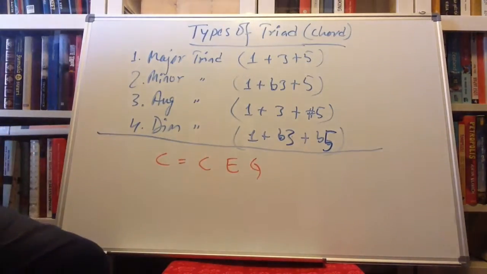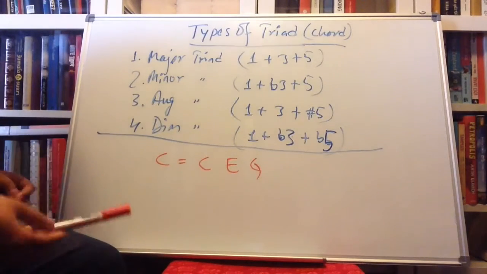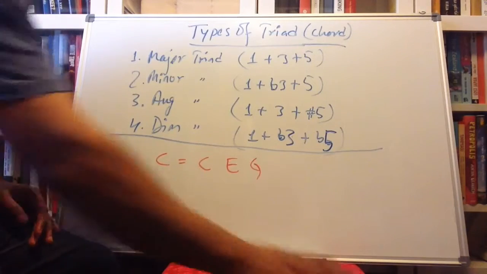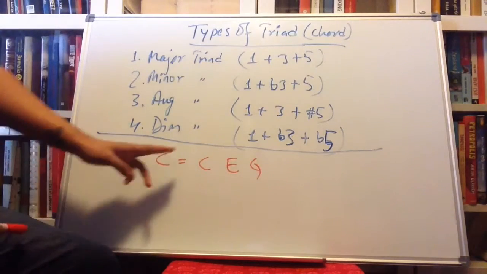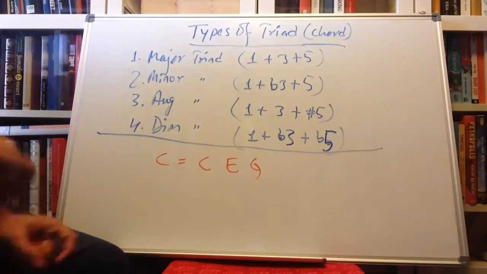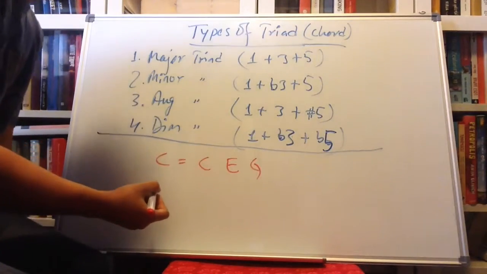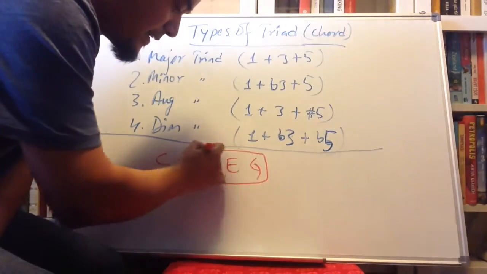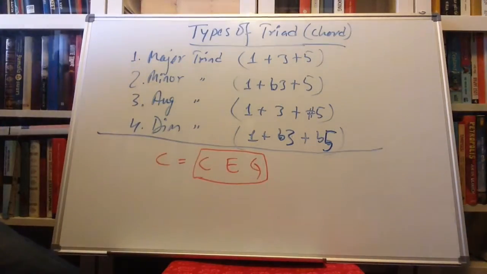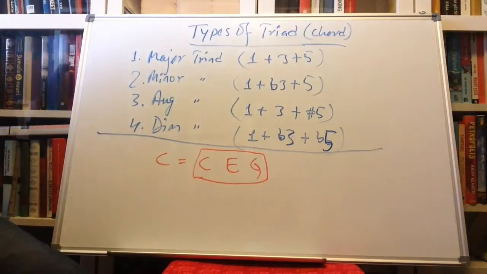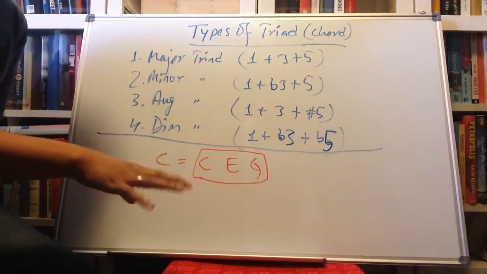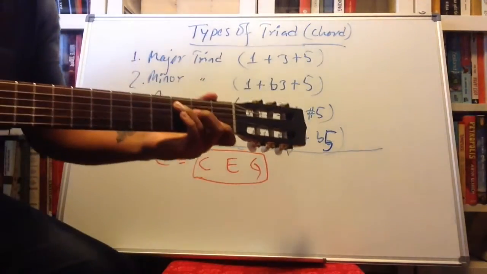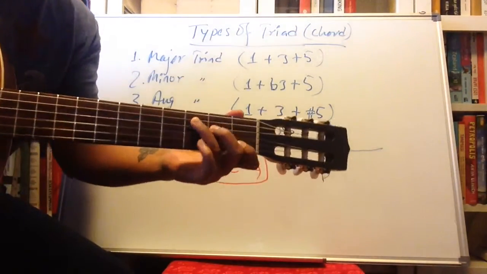So how do you figure out this third and fifth? You have to make the major scale of C, and then look at which one is the third and which one is the fifth. So basically, the C major triad or C major chord has these three notes: C, E, and G. And as I just told, in piano we just play the C, E, G, and that's it. We know that's a C chord. But in guitar, we don't think of it as C, E, G here.